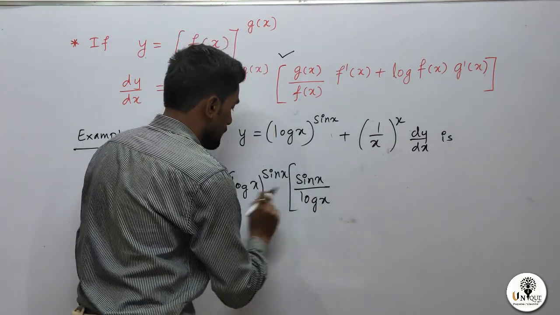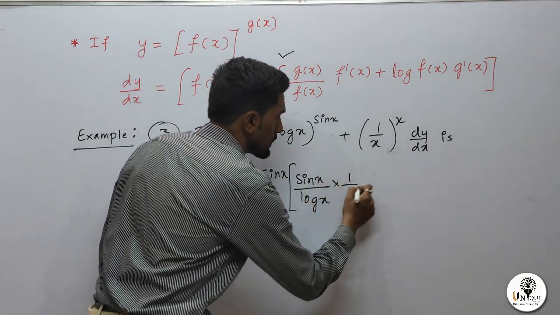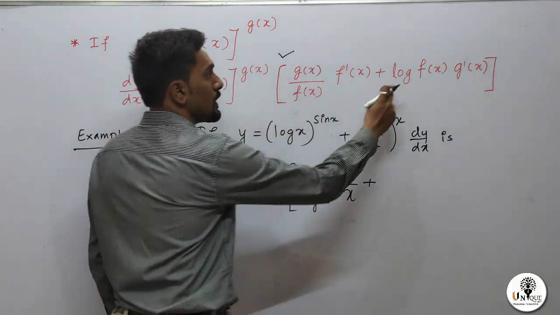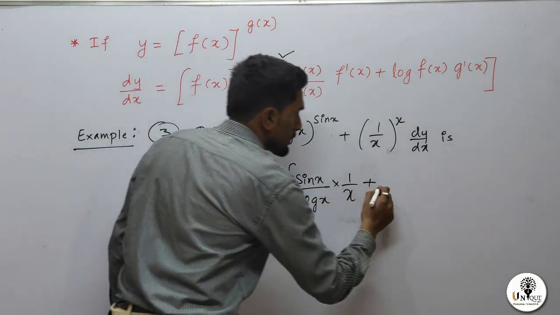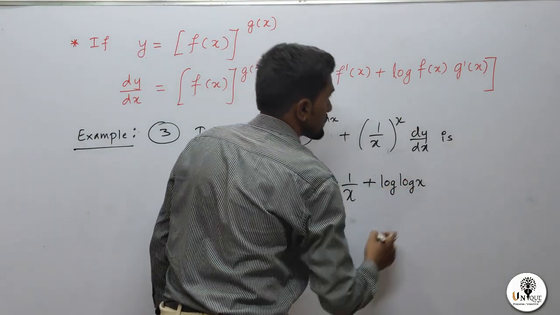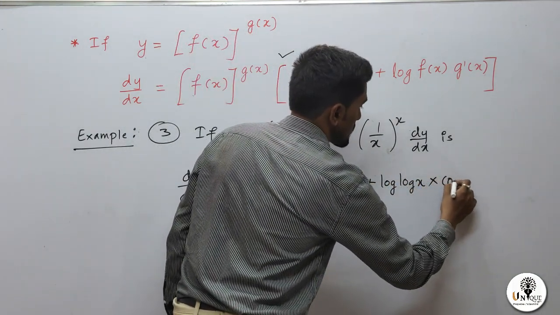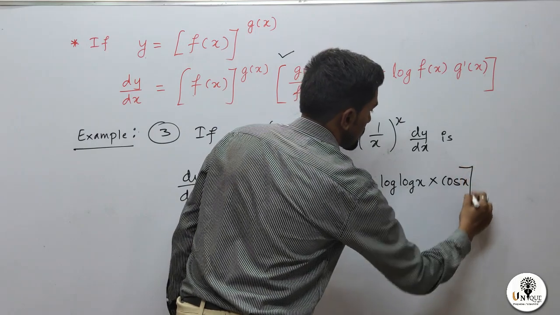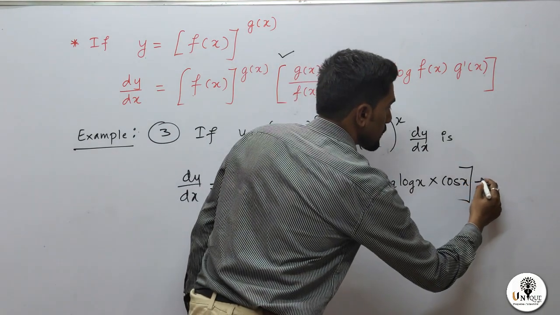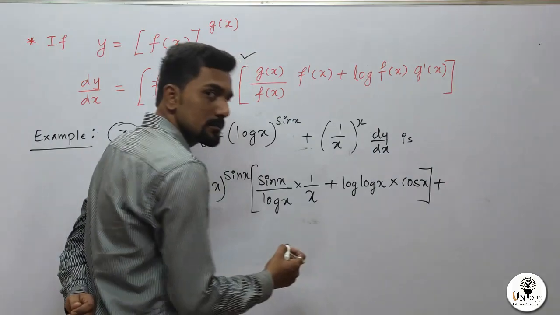Next, f dash of x. F of x is log x. What is the value of f dash of x? That is 1 by x, plus log of f of x. Log of f of x will be log of log x, into g dash of x, that is cos x. This is about the first function. After that, put the middle sign as it is, that is plus.